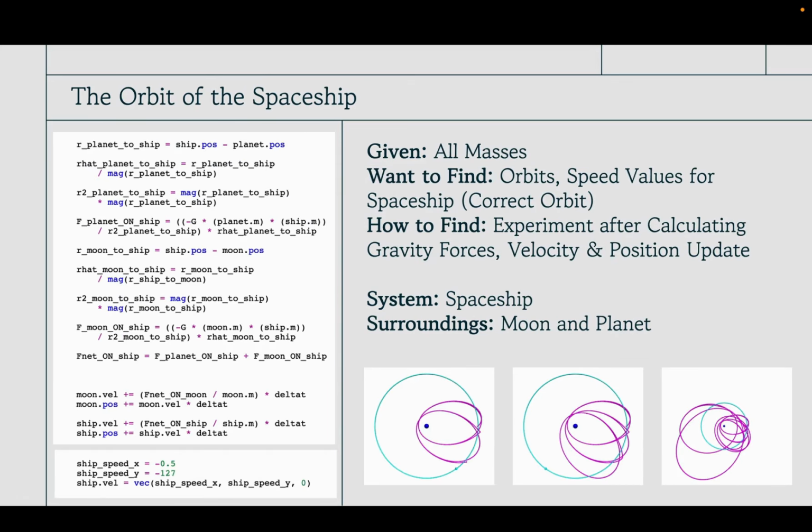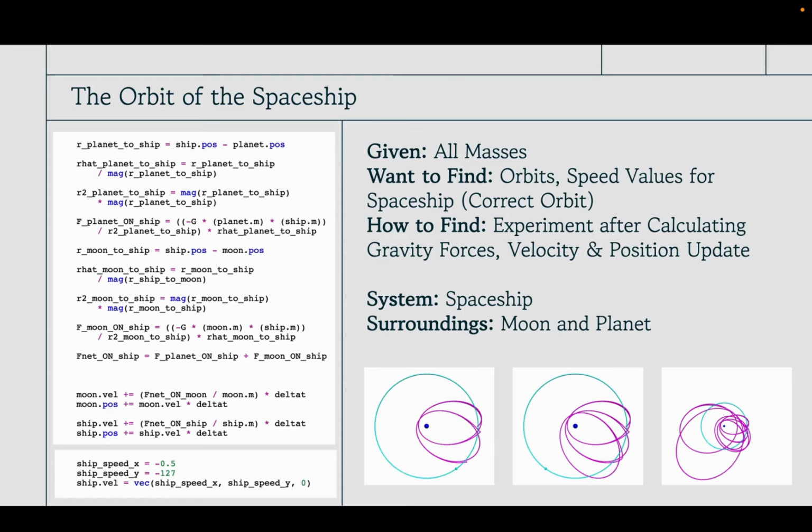In the next simulation, we had the moon, the planet, and the spaceship, and we were given all the masses, and then wanted to find orbits for the moon and the spaceship, and speed values for the spaceship that would give the correct orbit. And the correct orbit in this case was an orbit where it wouldn't crash into the planet or the moon, but it would clearly be affected by the gravities of both. Like its orbit would clearly be affected by both the moon and the planet. And this was found just by guess and check experimentation after calculating the gravity forces and velocity and position updating both the moon and the ship.